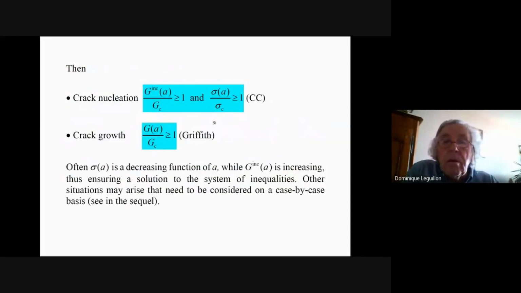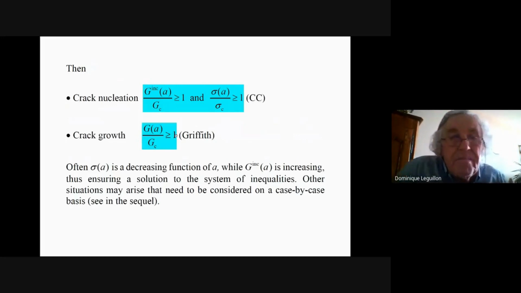So, a short reminder. These are the conditions for crack nucleation. The incremental energy release rate must be larger than Gc. And I write the point condition here, but remember the tensile stress is larger than sigma c all along the crack path. And for the growth, if a crack exists with length A, then this crack will grow according to Griffith's criterion, which is written in this form.